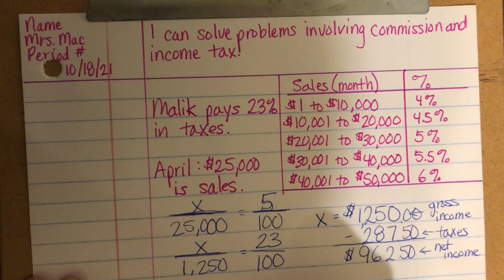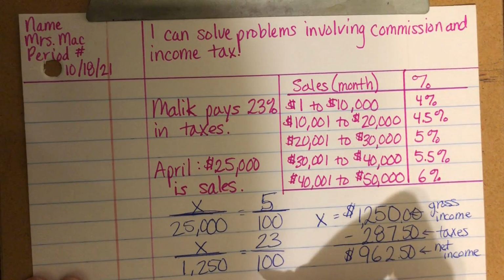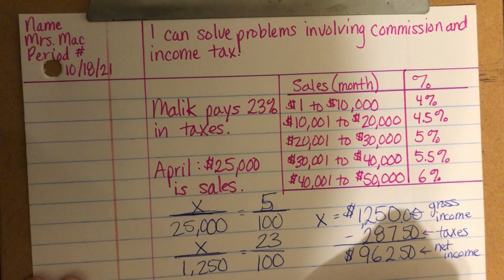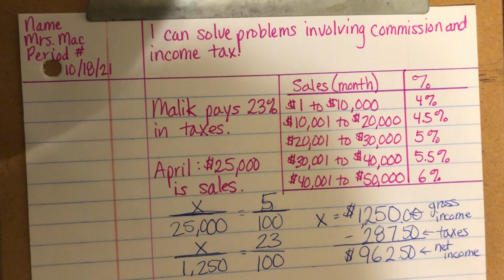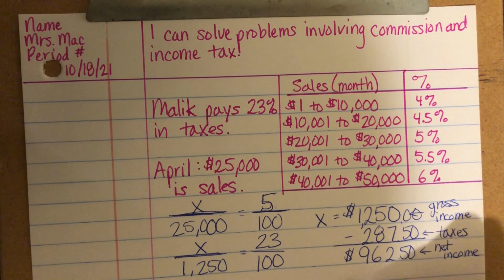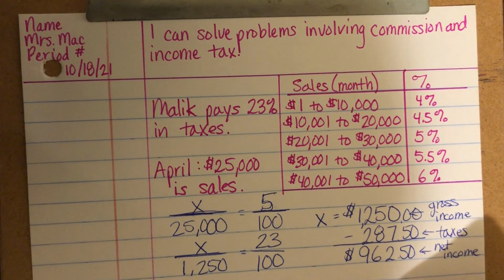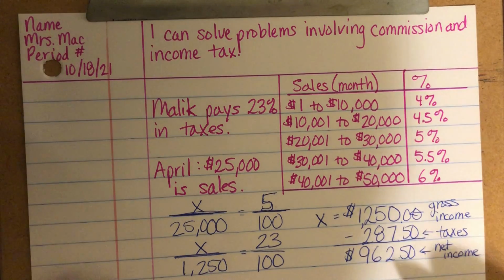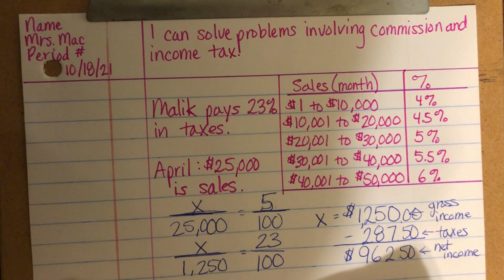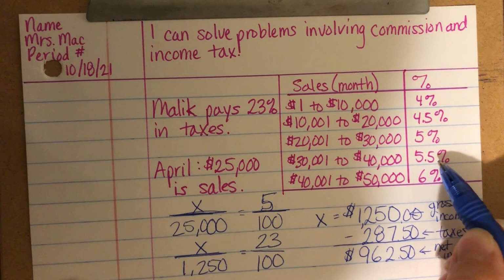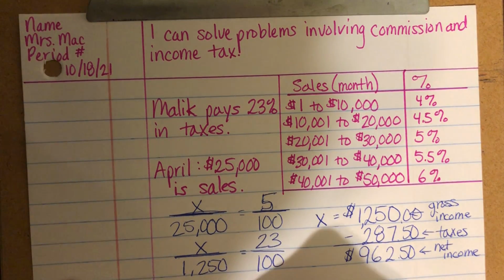So May, Malik sells $32,000. Okay, so this time, instead of using proportions, I'm just gonna use my percent as a decimal. So first of all, we need to figure out what is her rate. She sold between $30,000 and $40,000, so her commission rate is 5.5. So I'm gonna take $32,000.